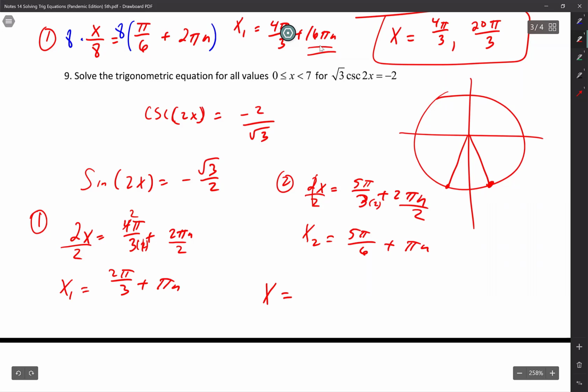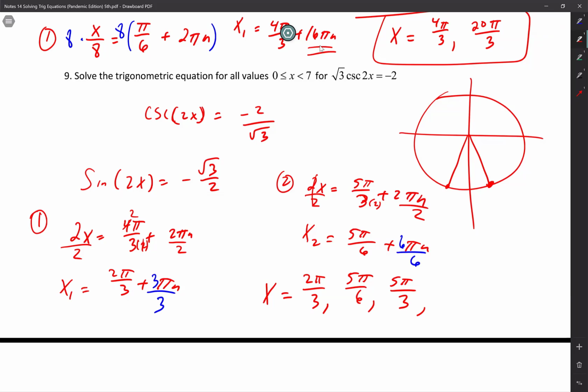And let me get my solutions, all of them between 0 and 7. So 2 pi over 3 is one of them. 5 pi over 6 is another. And then let's just keep going, and then we'll see if we need to delete or add. So I'm going to put 3 over 3 and 6 over 6 so I can add them. So here's coming from x1. 2 pi plus 3 pi, that's 5 pi. So 5 pi over 3. I think that's another. And then 6 plus 5, that's 11. So 11 pi over 6.